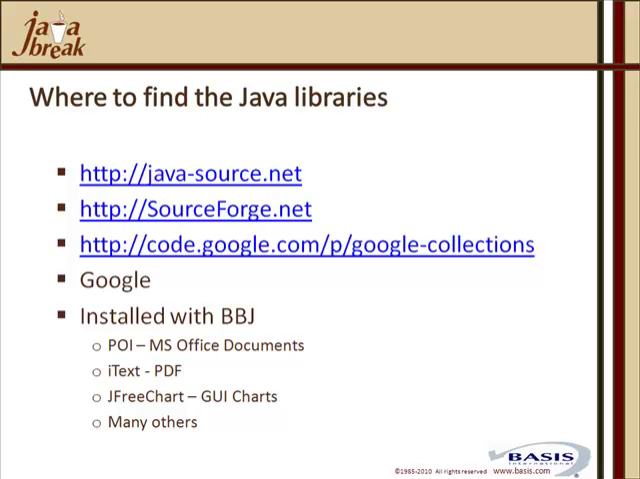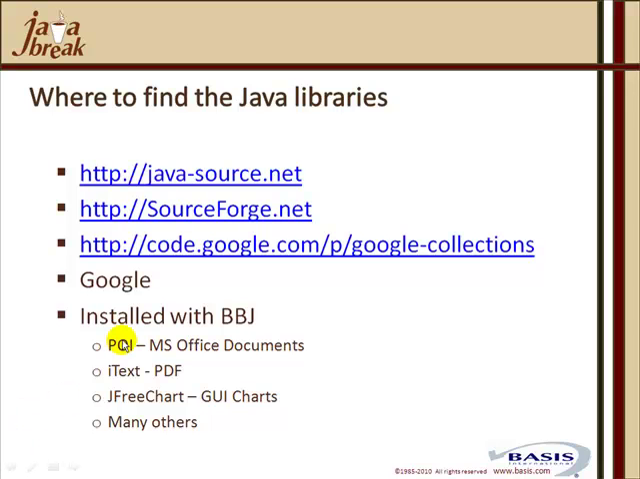We listed some of those websites here. One is the Java source website, another is sourceforge.net, and yet another is code.google.com, and in particular the Google Collections, which is just a library that extends the collection library of Java. Also, you can do a Google search. You'll be surprised by the number of hits that are returned by just Googling the keyword Java plus the functionality that you're interested in. Also, you can check the libraries that are installed with BBj.